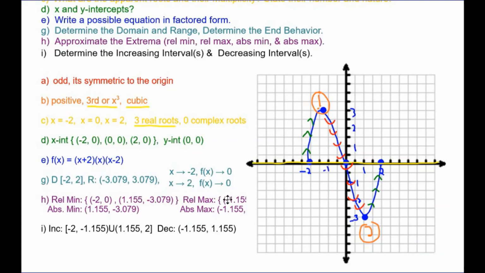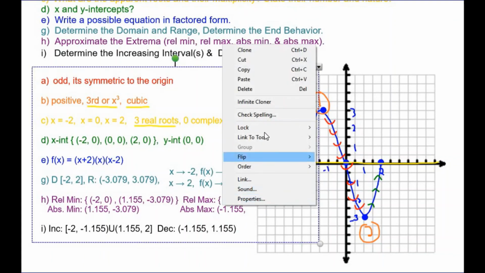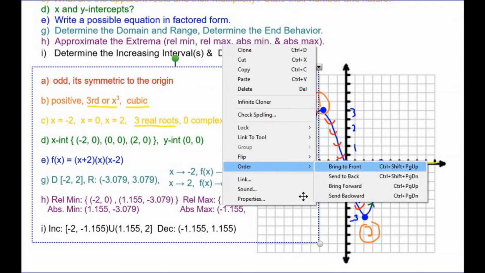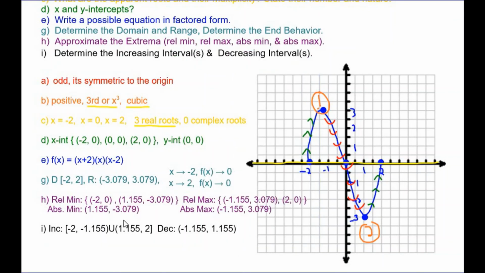So once I do that, I am going to take a look at which of these is the largest or smallest. The absolute minimum is the one that has the lowest, smallest output, and that one would be the second one. So you can clearly see here that this number is smaller than 0, so that's my absolute minimum. And here, remember, I'm looking at outputs for this. This one is bigger than 0, so that's my absolute maximum.